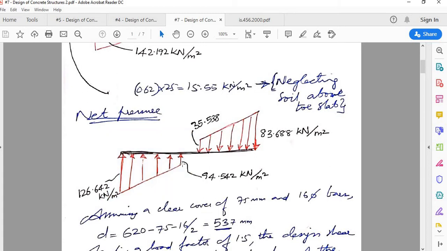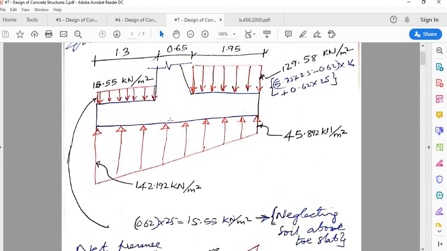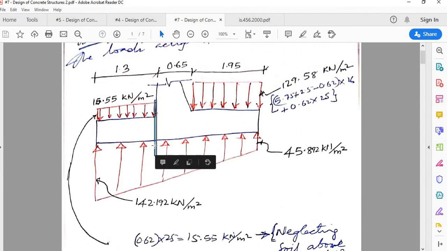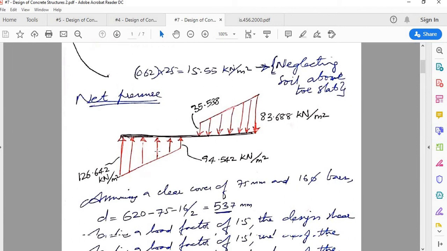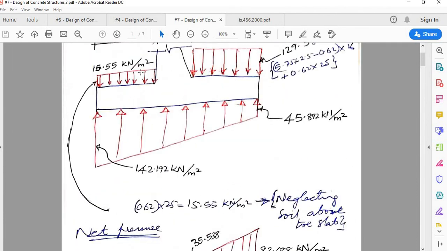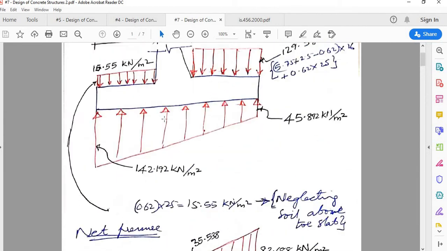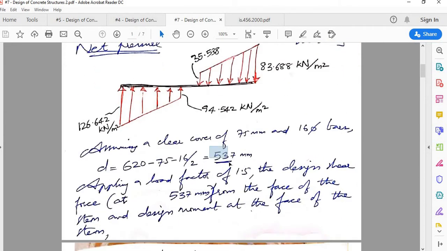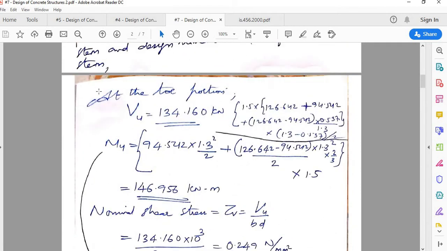What you do is you can split it into a rectangle plus a triangle, and separately you can calculate the bending moment. Remember, bending moment is about this portion. Individually for this rectangle and triangle, you can take the lever arms at half and 2/3. And for shear force, you will calculate at a distance of effective depth from the face. So effective depth is this. At a distance of that, we will calculate the shear force. So both are calculated here.